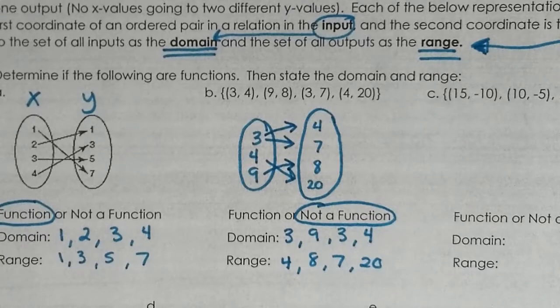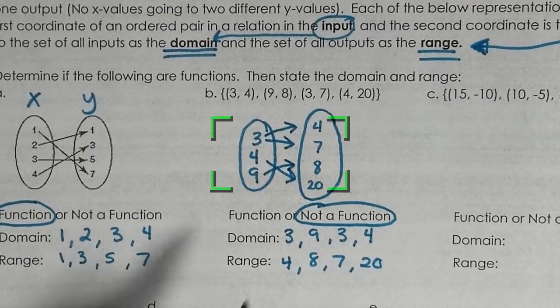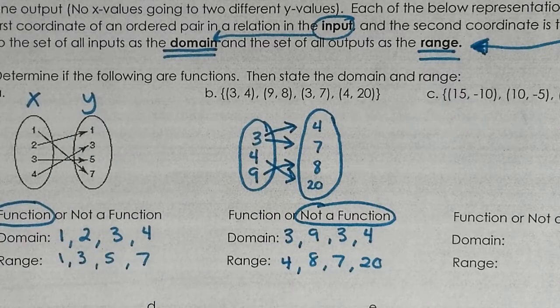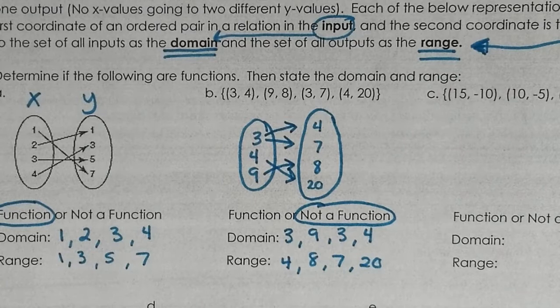So notice, one of my inputs here, the 3, has multiple outputs. Is that good or bad? That's bad. That's why it's not a function. You can't have an input with multiple outputs. It can only have one output.